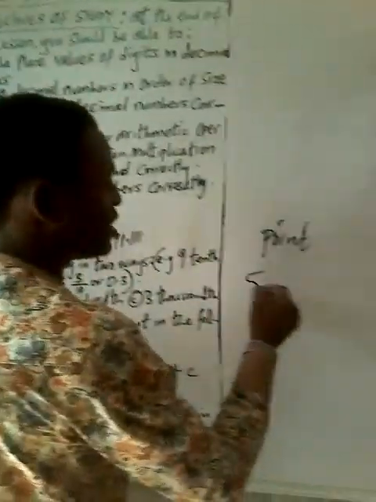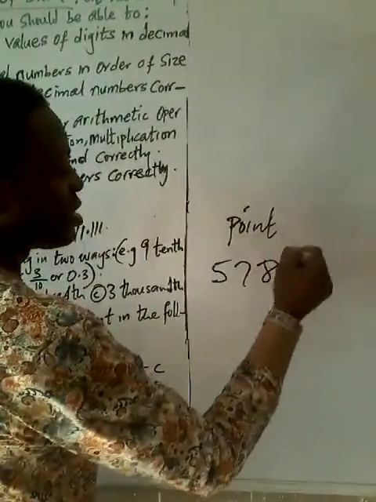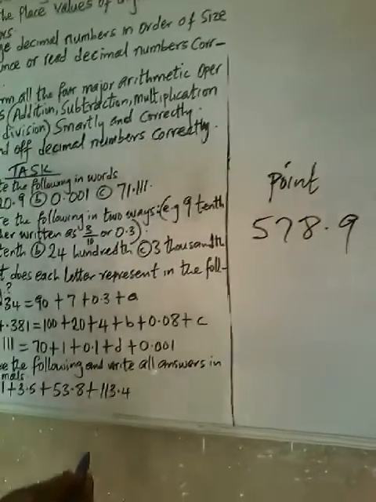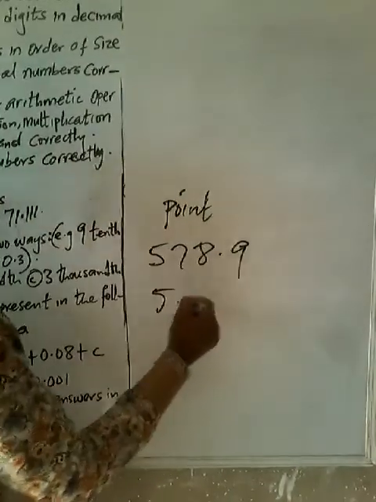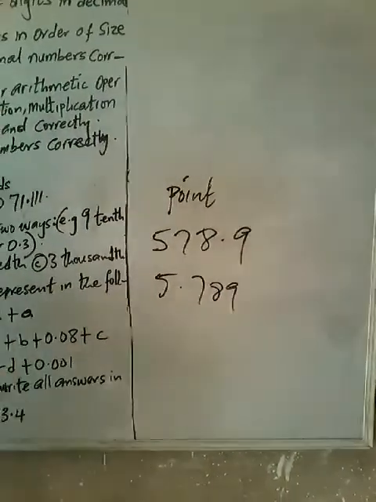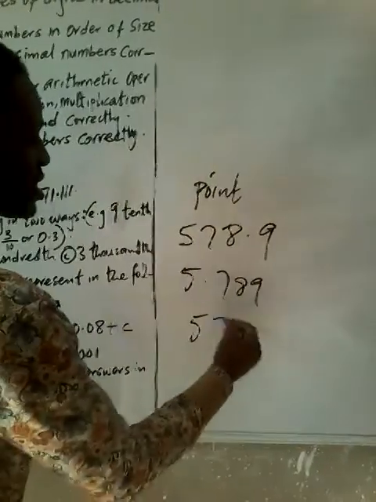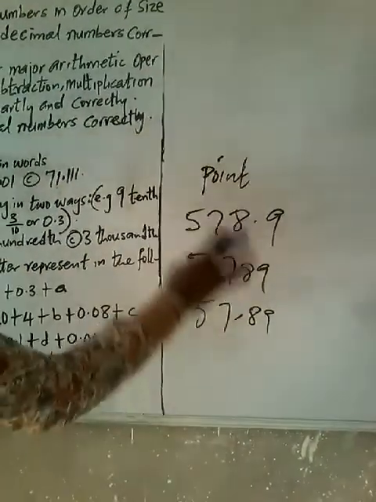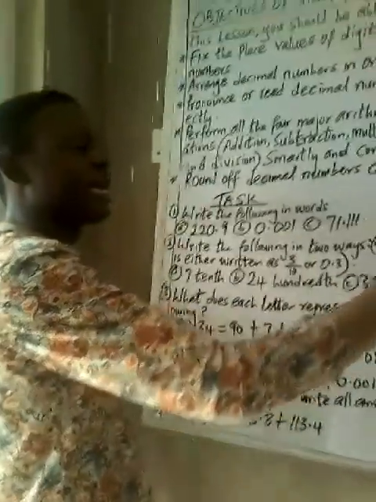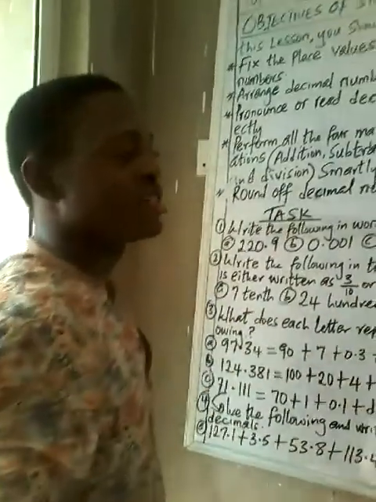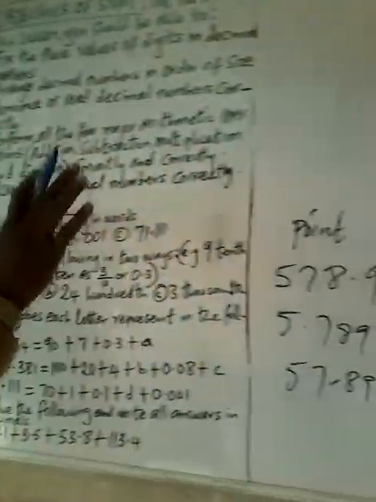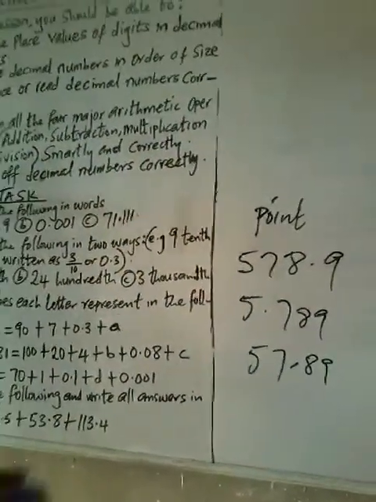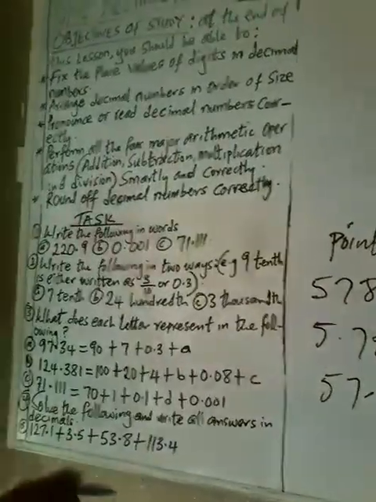Like you have 578.9, which is a decimal number. It could be 5.789, a decimal number. It could be 57.89, a decimal number. The same figures, but decimal points at different places on the chain of the number, making the numbers have different values. That is what a decimal number is.